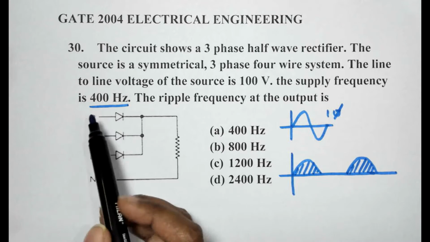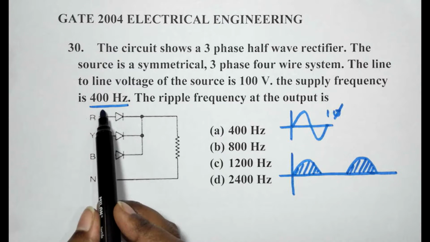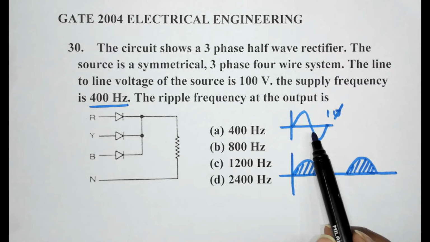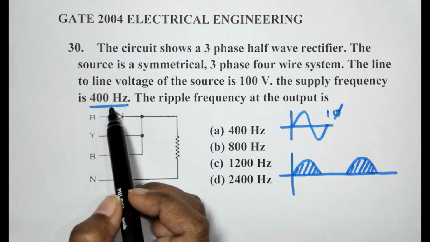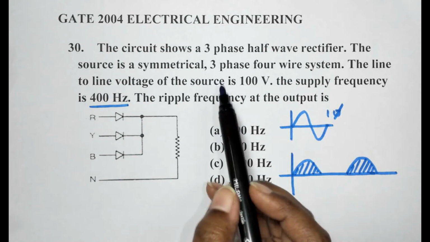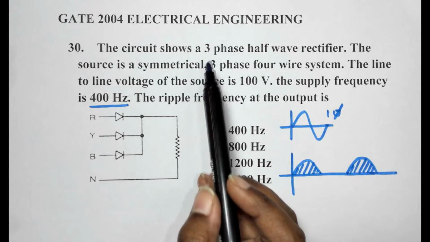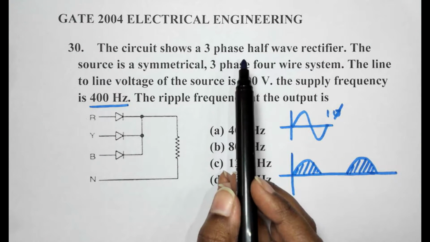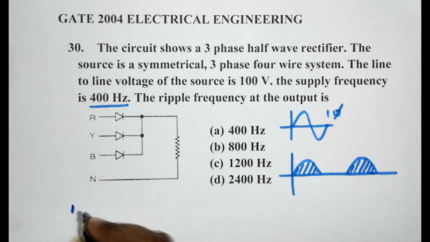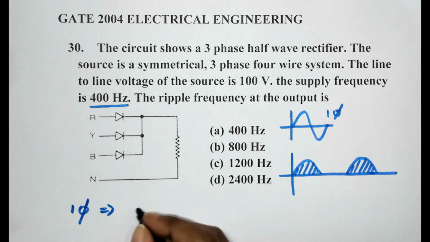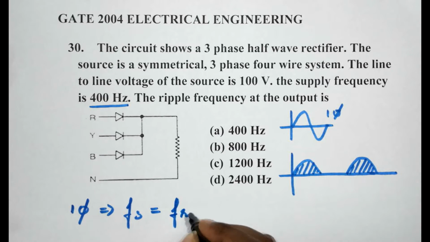Now if the supply frequency is say 400 Hz for a single phase input, then for the output the ripple frequency will also be the same as 400 Hz. But what do we have here? We have a three-phase system. This is a three-phase half-wave rectifier. So for a three-phase, what happens is, let me write that down. For single phase, supply frequency is equal to ripple frequency.